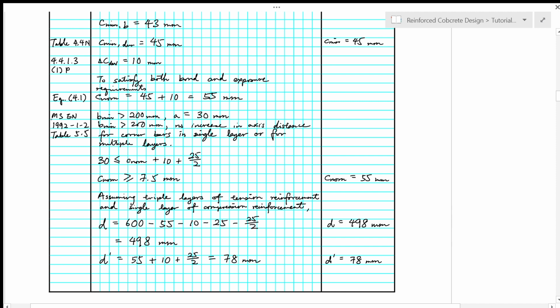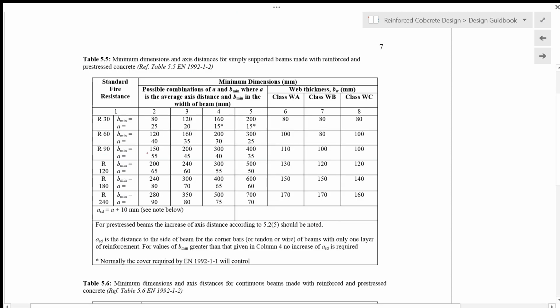And then for fire resistance, we refer to Eurocode 2 Part 1-2 Table 5.5. So the beam that we are going to design has a width of 250 mm. For fire resistance of 1 hour, which is R60, and for beam cross dimension of 250, that is more than 200, so we can use this set of values, where the axis distance A is 30 mm.